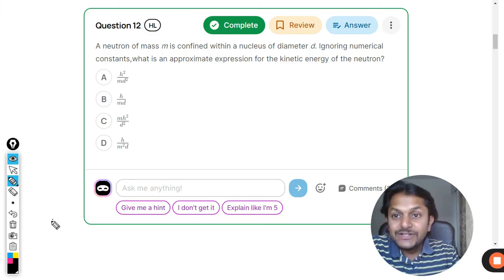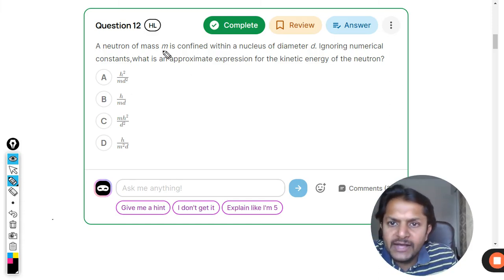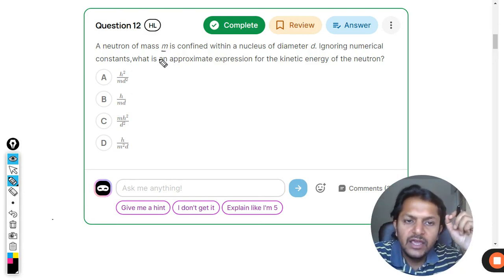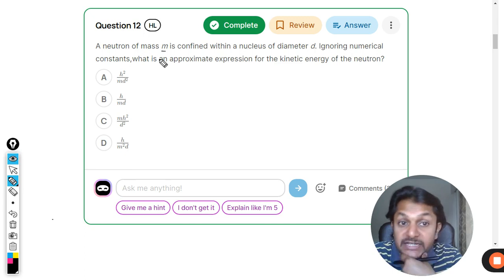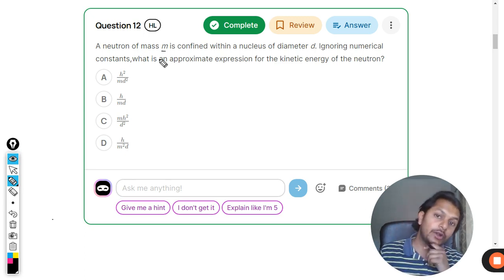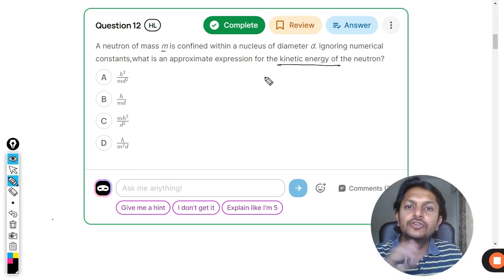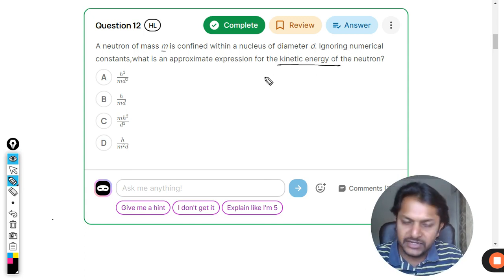Okay, dear student, let's see what is there in this question. A neutron of mass m confined within the nucleus of diameter d, ignoring the numerical constants, what is an approximate expression for the kinetic energy of the neutron? Okay, so they are talking about the kinetic energy, they're not talking about the uncertainty in kinetic energy.